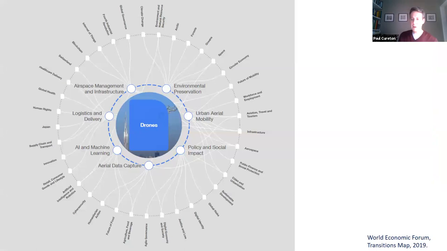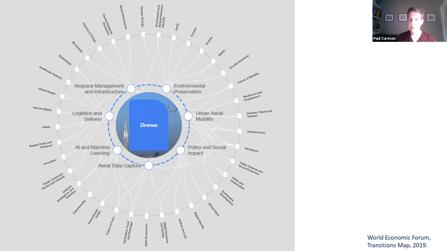There we go. I'm part of the World Economic Forum, which meets in Davos, and this is the economic transitions map about our potentials for drones in our futures. So drones need to be integrated in airspace management and infrastructure. They're going to be part of logistics and delivery. They have whole new potentials in AI and machine learning, which we'll talk about shortly. A new potential in aerial data capture, policy and social impact. What are we going to do when we do have ubiquitous drones around us?